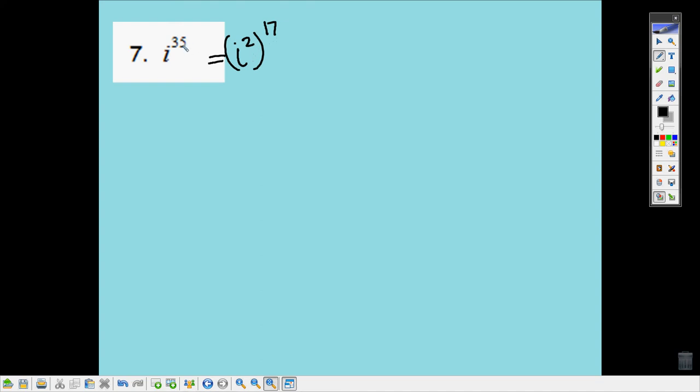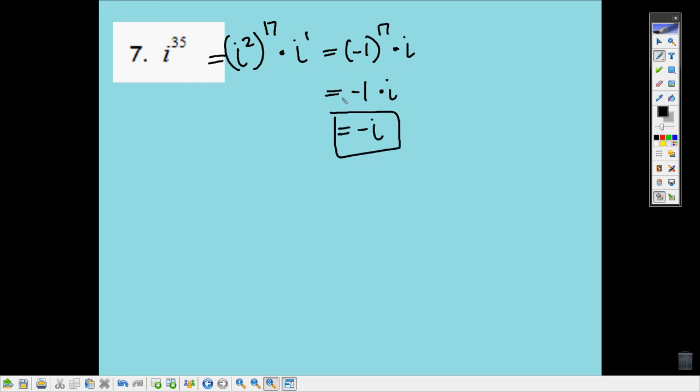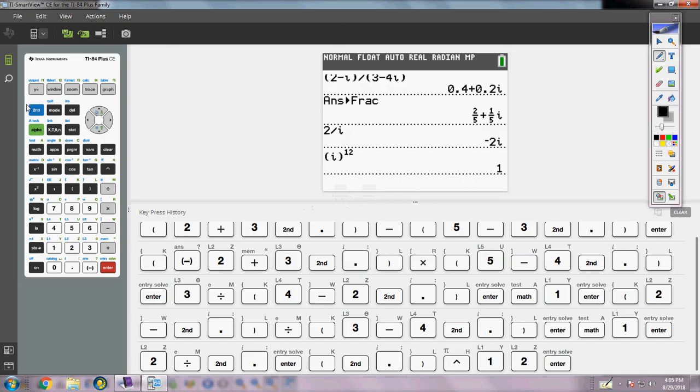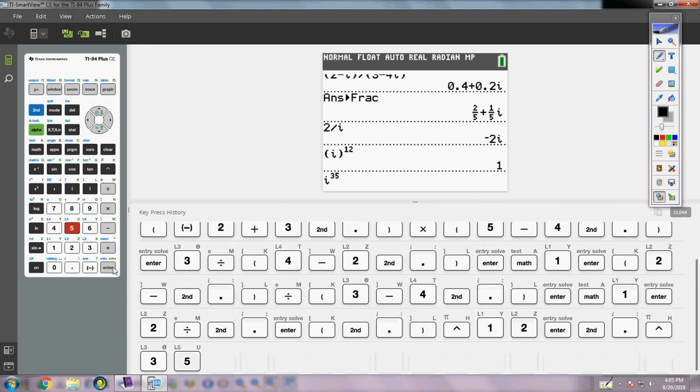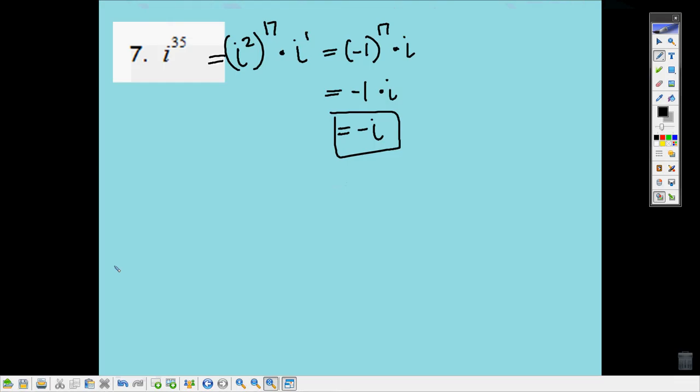So I'm not quite there yet because I need 35. But product rule says when I multiply like bases, I add their exponents. So this would be 34 by multiplication plus 1 would be 35. Okay? So now I can replace i squared with -1 to the 17th times i. And again, that negative base to an odd power will result in a negative answer. So I have -1 times i, which is just -i. So again, we can view that in the calculator as i raised to the 35th power, enter, -i, just as we got by hand.